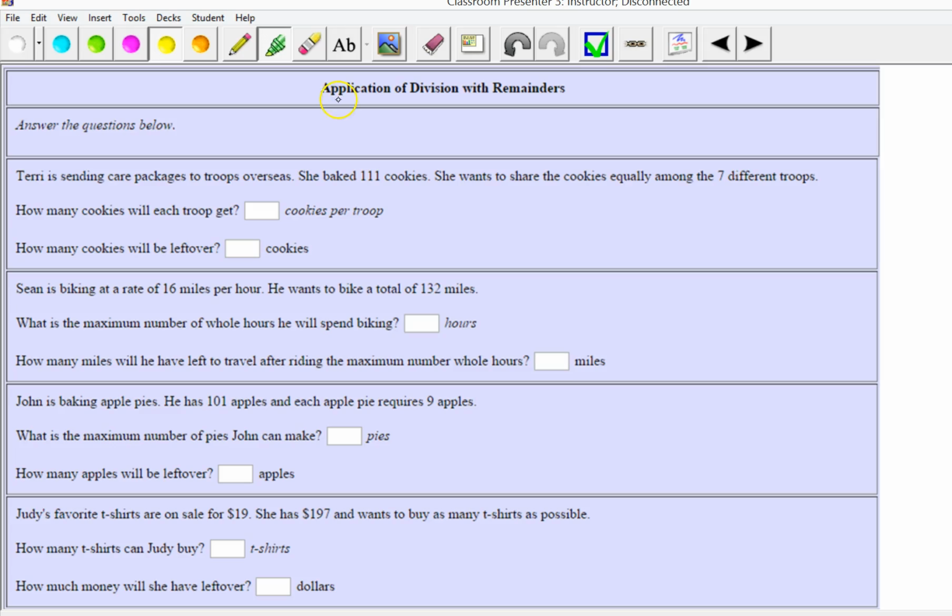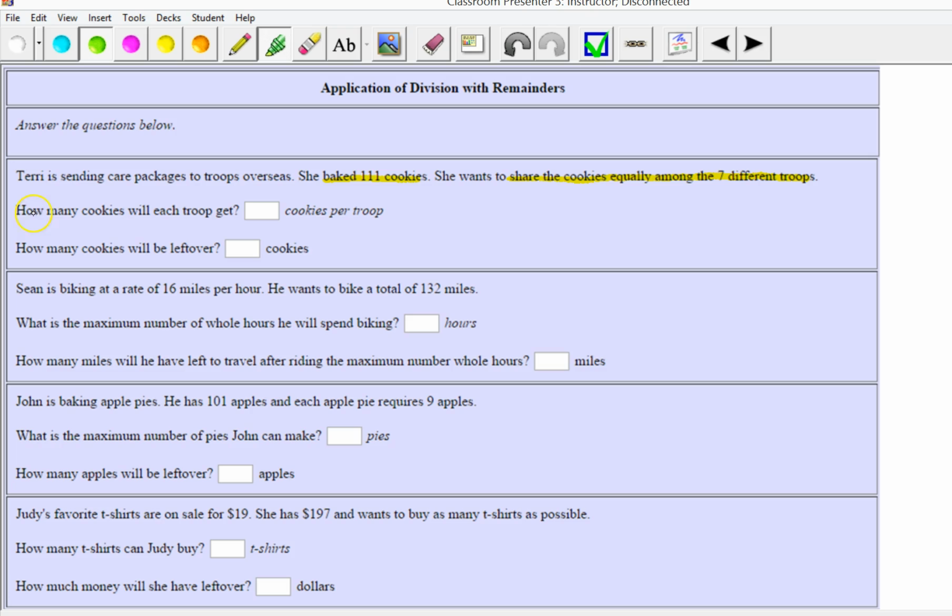In this homework problem, we're going to look at application of divisions with remainders. Let's read the first question and highlight important information. Terry is sending care packages to troops overseas. She baked 111 cookies, and she wants to share the cookies equally among the 7 different troops. Now we have 2 questions here.